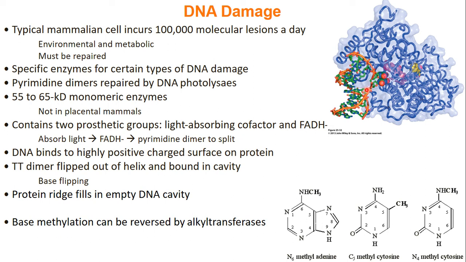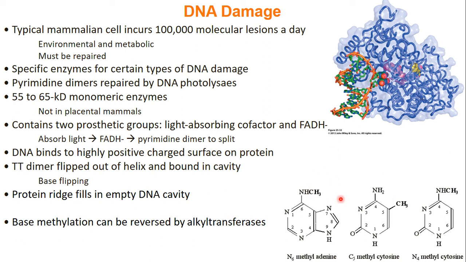And the way it works is that you have a very positive region on this enzyme that binds DNA, and you'll flip out the two thymines. That's what's shown here. We kind of just take the two thymines and we flip them out of the helix, so they bind in the cavity of our enzyme. And this is called base flipping. And then once we have it flipped out, we can break the bond between the two thymines. Now, when we flip something out, we just don't want to leave an empty space in the DNA, so the protein itself has a region that will go and fill in where the flipped out bases were.